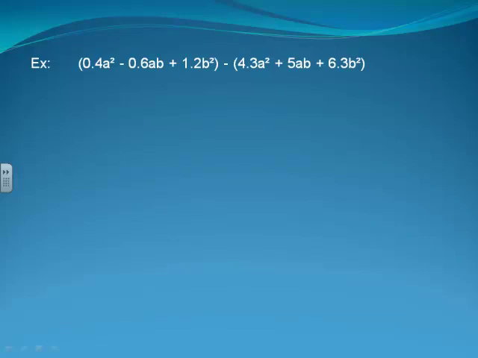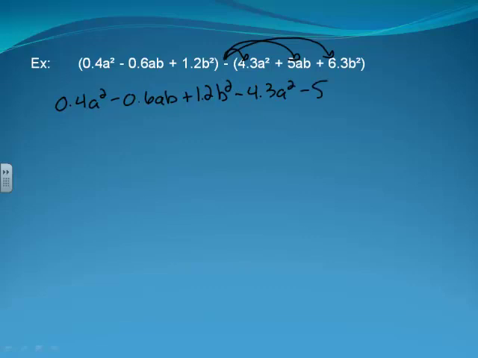All right, so let's look at that decimal problem. Okay, first polynomial, just rewrite. You've got 0.4a squared minus 0.6ab plus 1.2b squared. Now you have to distribute that subtraction sign, which is like distributing a minus 1. Okay, so you've got minus 4.3a squared minus 5ab minus 6.3b squared.